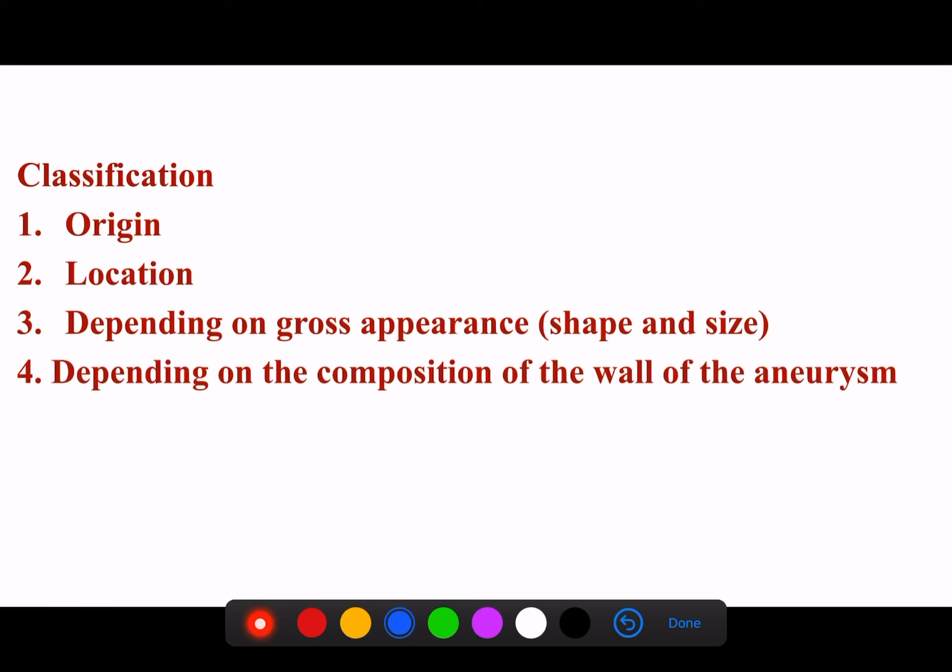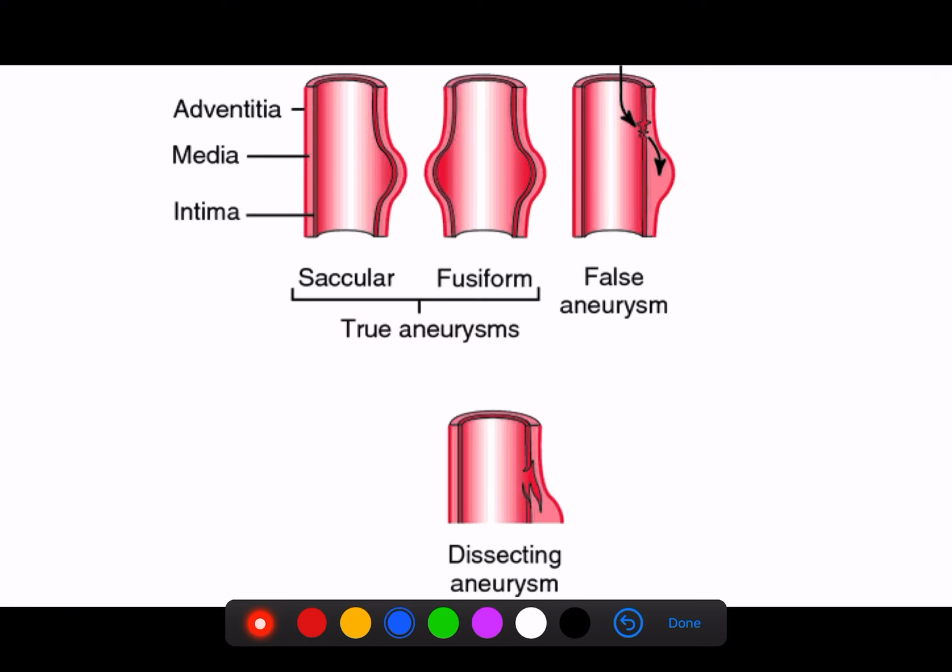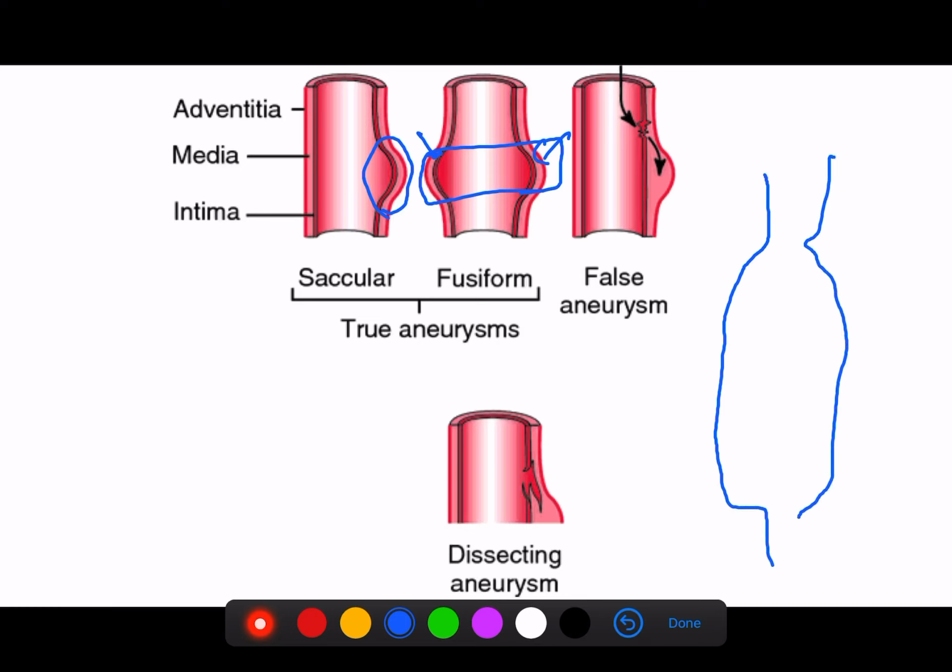etc. Depending on the gross appearance of the aneurysm: sacculated, as we see in the next slide, the sacculated or saccular aneurysm, and fusiform aneurysm. The difference: in saccular, the bulging occurs on one side; in fusiform, the bulging occurs on two sides. There's another type called cylindrical aneurysm.